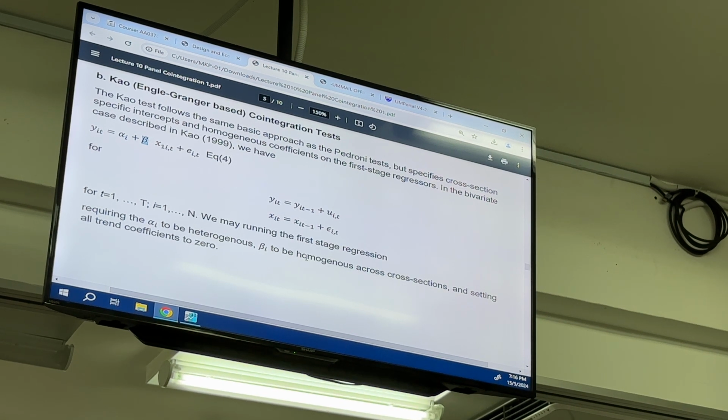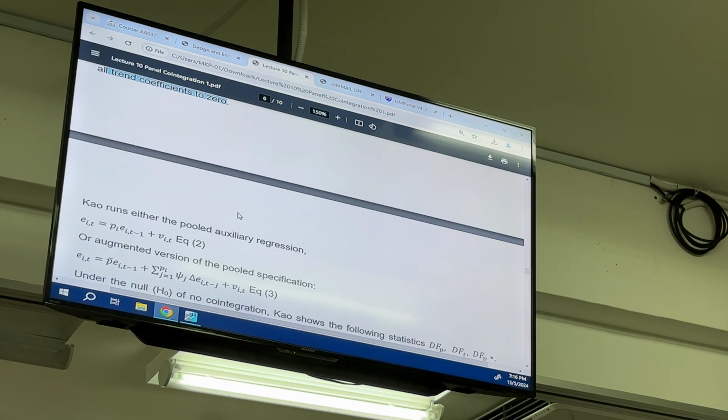So this one tries to modify the Pedroni test equation. This one is allowed to be heterogeneous, but the Schur coefficient is assumed to be homogeneous. So pool the Schur coefficient to be the same, and set all the trend coefficients to be 0. So this is under the Gao.